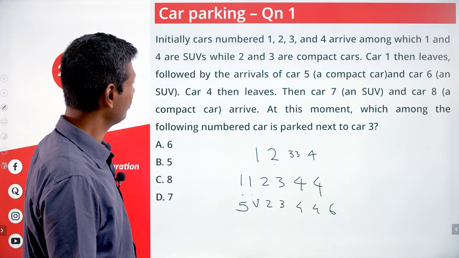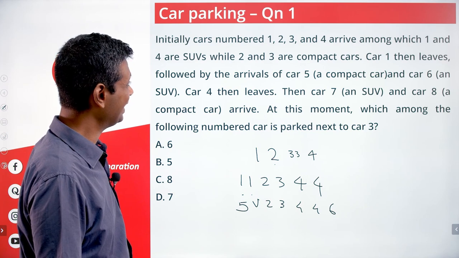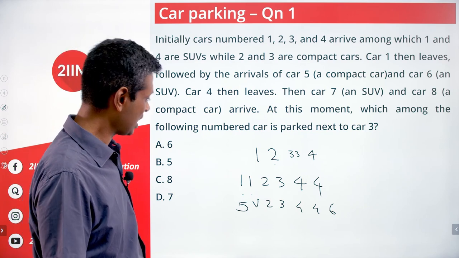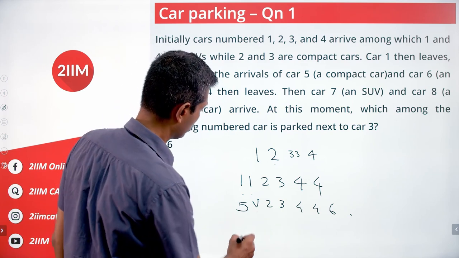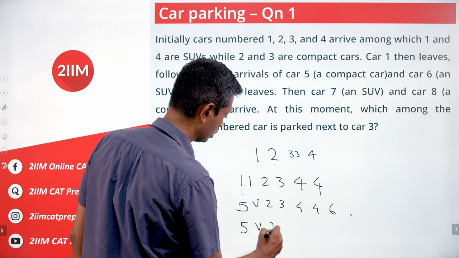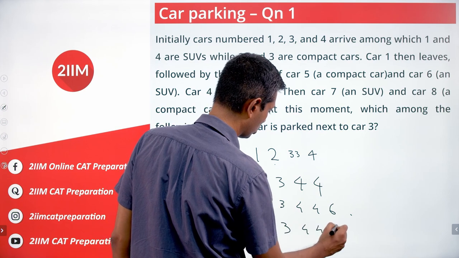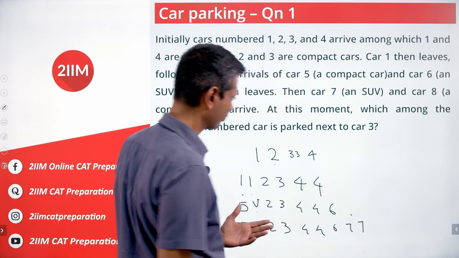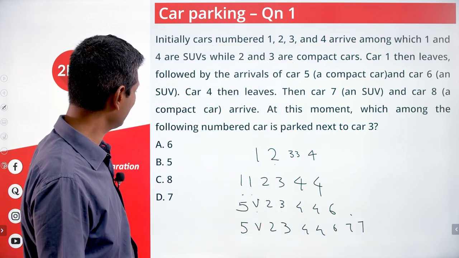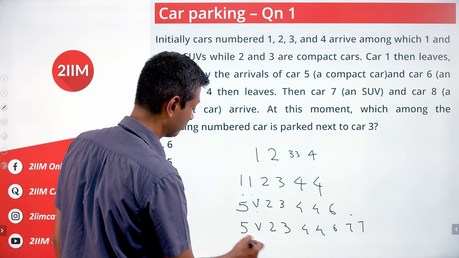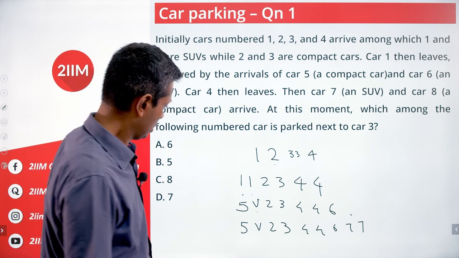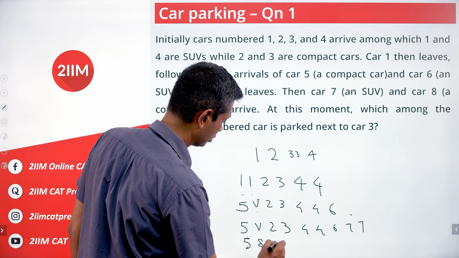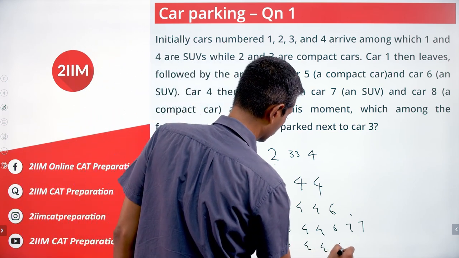Then car 7, an SUV, and car 8, a compact car, arrive. Car 7 cannot sit here, car 7 has to sit here. So we'll put 5, vacant, 2, 3, 4, 4, 6, 7, 7. Car 8 is a compact car. 8 can sit here. So we'll have 5, 8, 2, 3, 4, 4, 6, 7, 7.